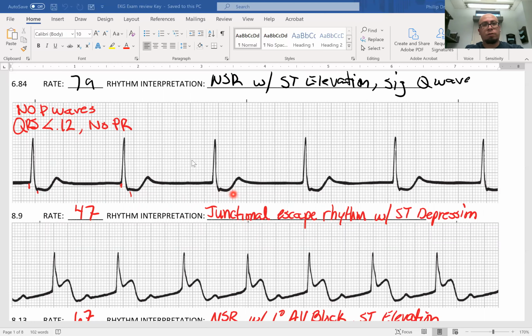As long as you can see here, our ST segment is down here, right? And our isoelectric line is all the way up here. Okay. So junctional rhythm, junctional escape rhythm with ST segment depression, 47 beats per minute.